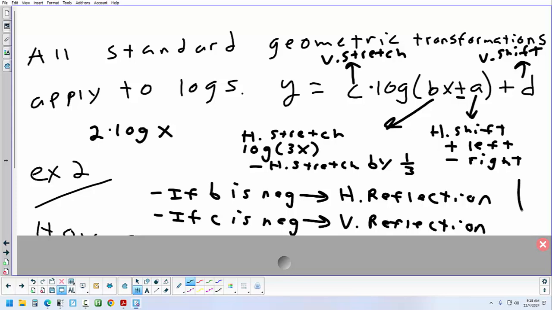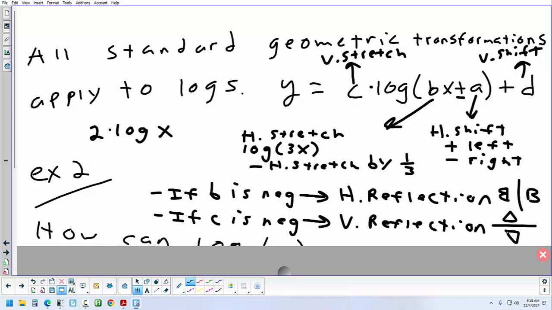The other way of saying a horizontal reflection is you can say a horizontal reflection is over the y-axis. A vertical reflection is when you flip up to down. That's over the x-axis. So you could say it either way. But that's your 6 transformations. Horizontal shift. B can give you horizontal stretch, horizontal reflection. C is vertical stretch, vertical reflection, and D is your vertical shift.